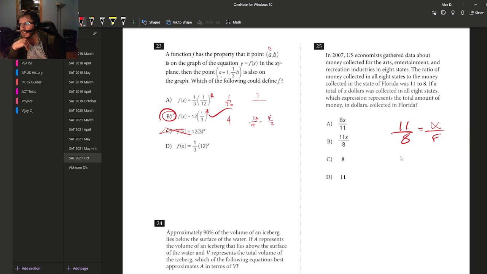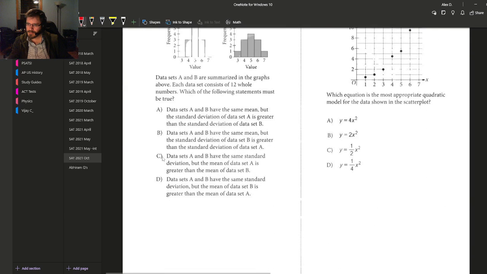Okay. The ratio of all 8 to Florida is 11:8. X was collected in all 8. What is Florida? Florida, multiply by the reciprocal, so Florida equals X times 8/11. A.